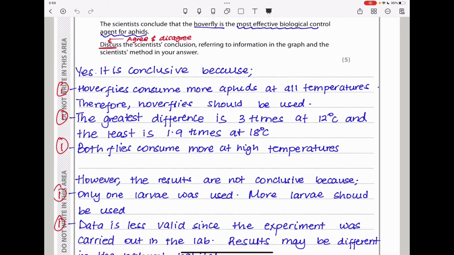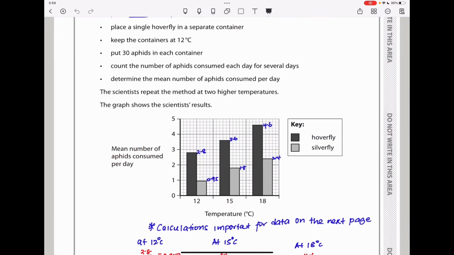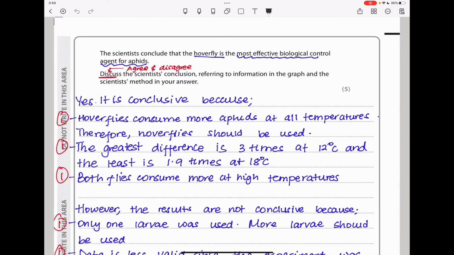So here I had a yes or no, so agreeing with the scientist or disagreeing. So I said yes, it is conclusive because the hoverflies consume more aphids at all temperatures. If you go back again here, you can see mean number of aphids consumed. The hoverflies are consuming more at all temperatures. So it's showing us that maybe they are better at this biological control. Therefore, hoverflies should be used.